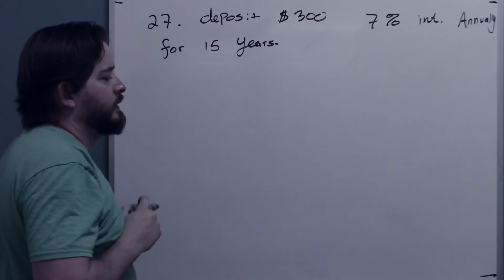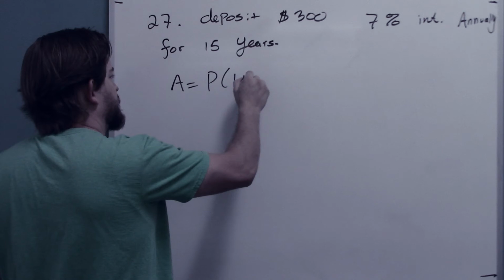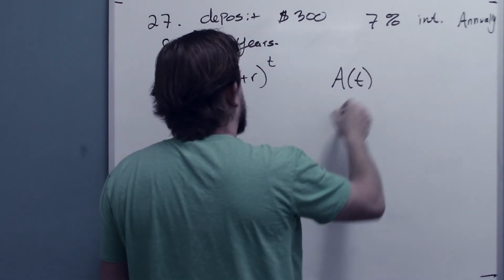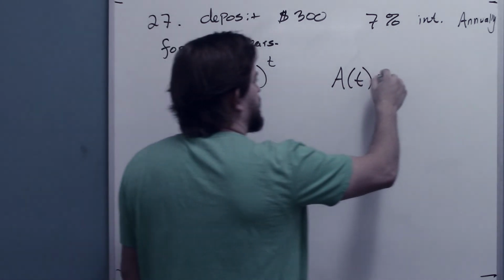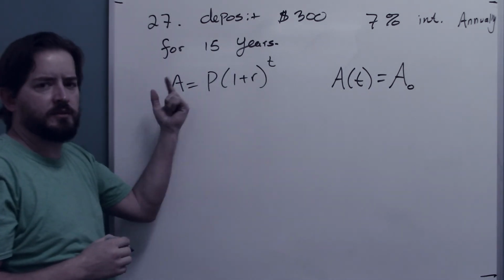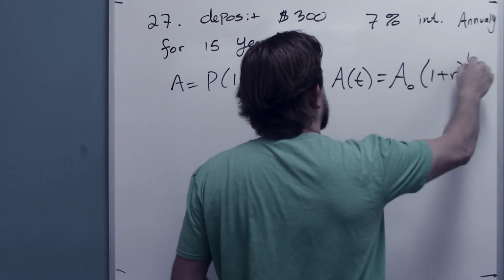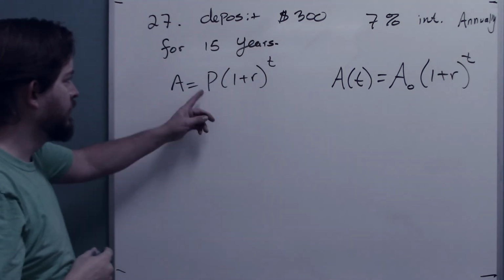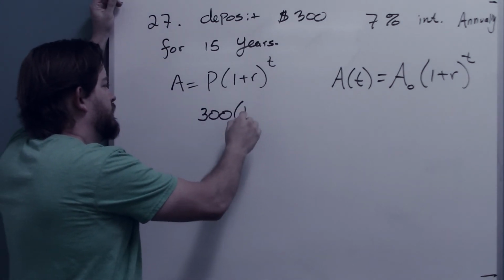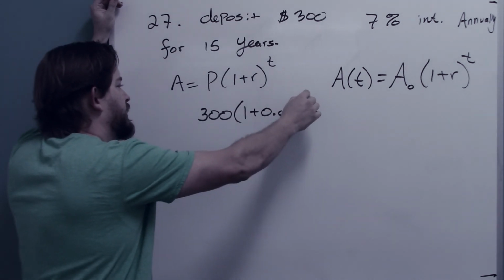Okay. So then it tells you the formula. We've got this A equals P times 1 plus R to the T. We might have seen this before as the amount as a function of time, with A naught as the amount initially put in, right? That A naught is the P, the principal. So either one of these equations, they're the same thing, right? The principal though is 300. The rate is 7%, so 0.07, and we're leaving it in there for 15 years.